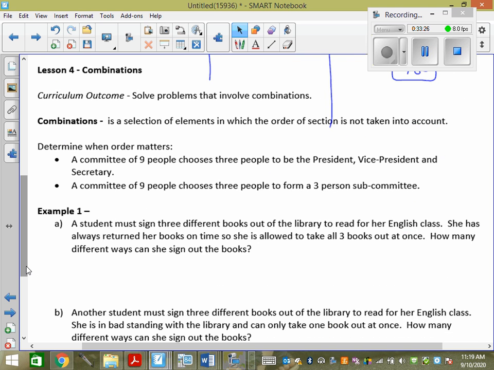All right. So our curriculum for this one is solve problems that involve combinations. It's our last lesson. We're not going to be done it today, but this is the last thing we're going to do. So combinations is a selection of elements in which the order of the selection is not taken into account.